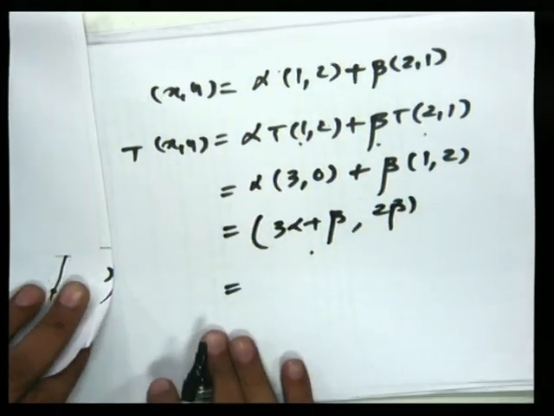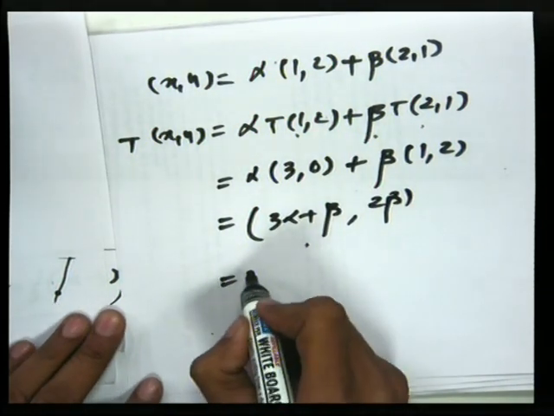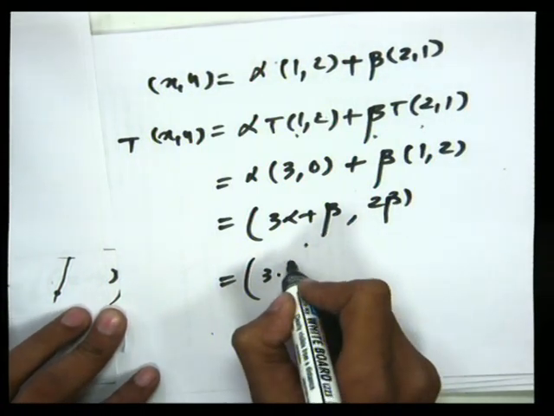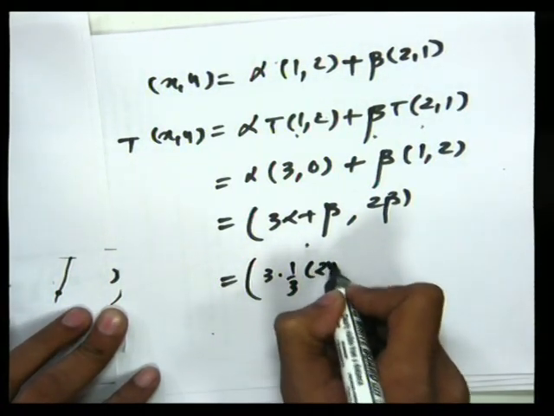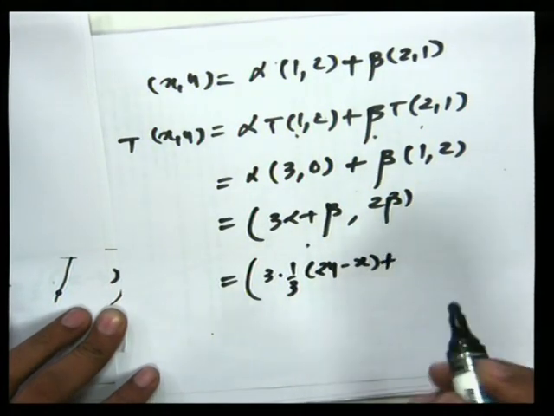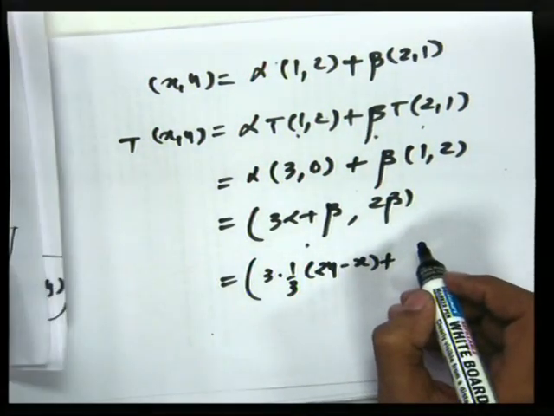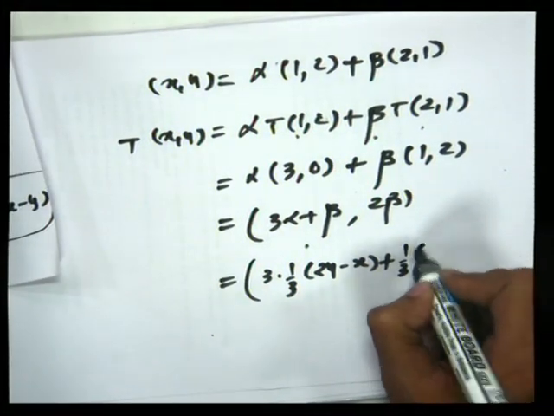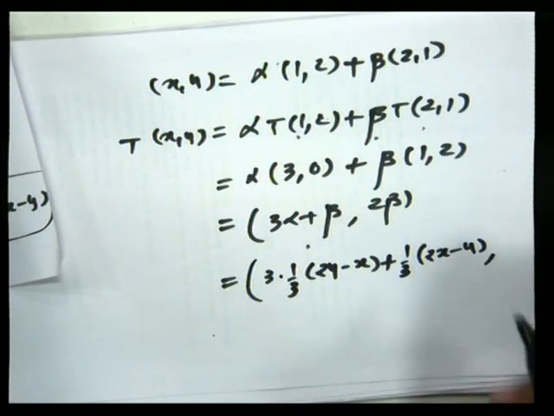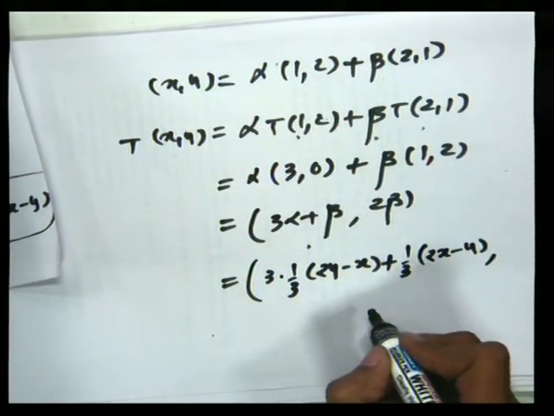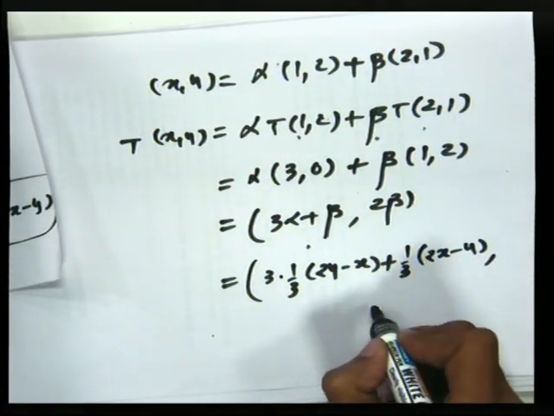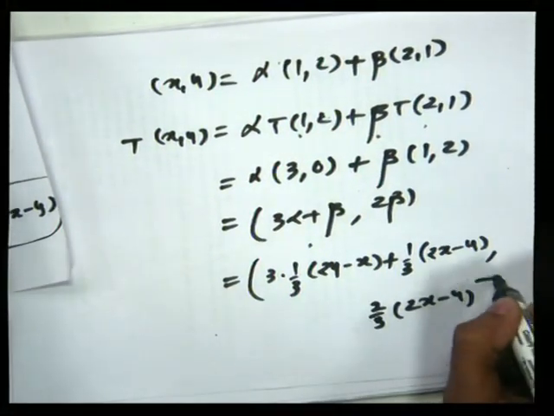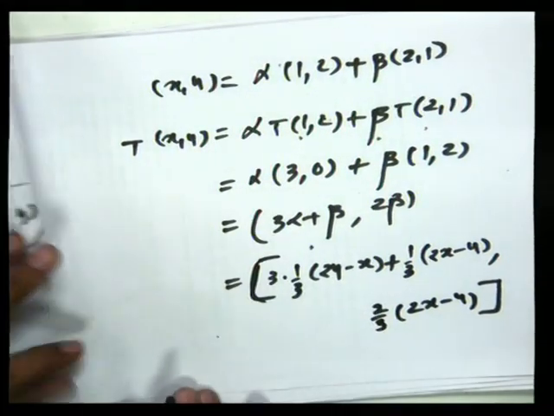Now put the values of alpha and beta in form of x and y. So we get 3 times alpha, that is 3 times 1 by 3 into 2y minus x, plus beta. Beta we have obtained as 1 by 3 times 2x minus y. So this is our first component, and 2 beta, the second component, is 2 by 3 times 2x minus y.